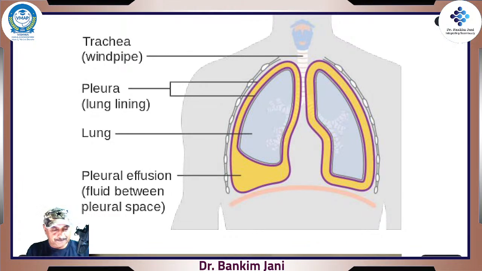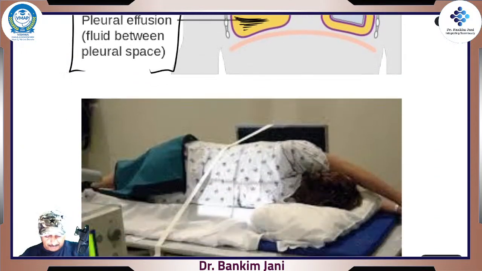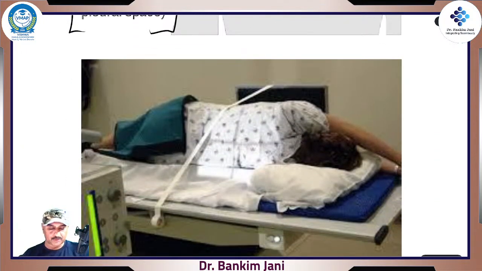So here it is, right? That's the trachea. This is pleural lining. That's the lung. And when in this area there is fluid collection, right? So that is fluid between pleural space. That is the pleural effusion, right? To see minimal fluid, this would be the position. This is what is called the decubitus position, right?